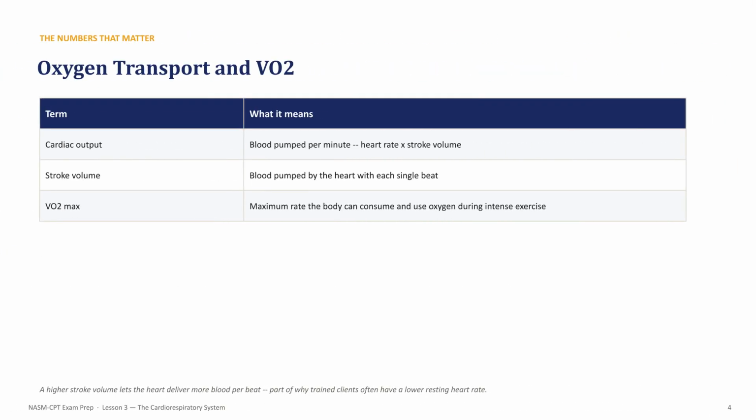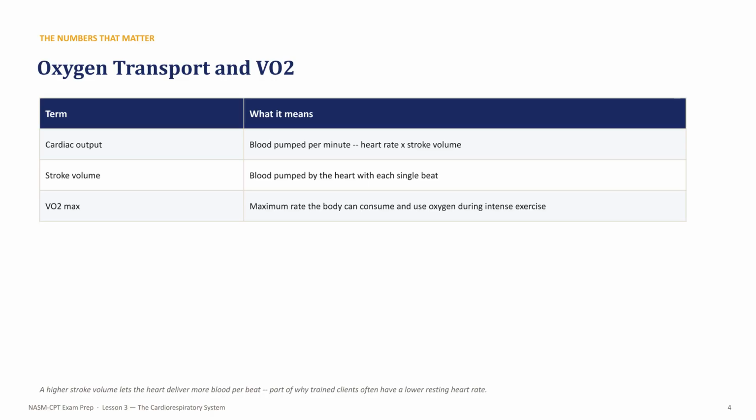Now, let's look at the numbers that actually matter. Cardiac output, blood pumped per minute, heart rate multiplied by stroke volume. Stroke volume, blood pumped by the heart with each single beat. And VO2 max, the maximum rate the body can consume and use oxygen during intense exercise. Let's repeat that cardiac output formula because it matters. Heart rate times stroke volume. This is one of the most directly testable facts in the whole domain.